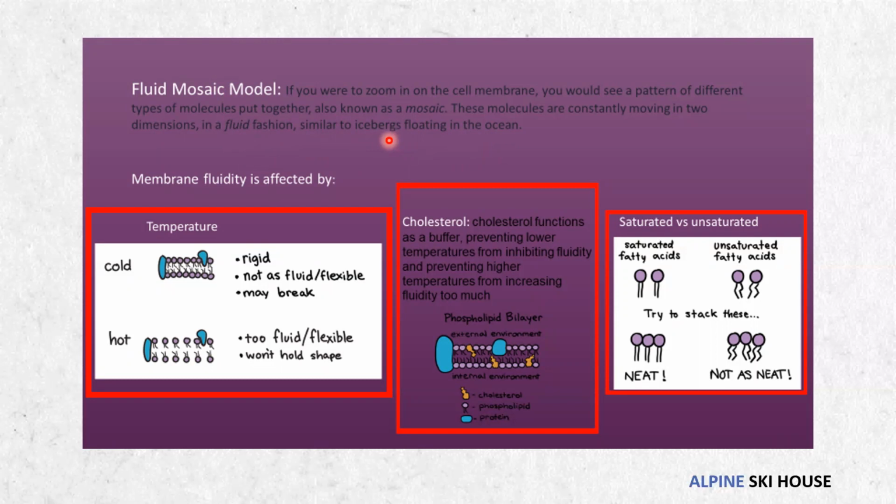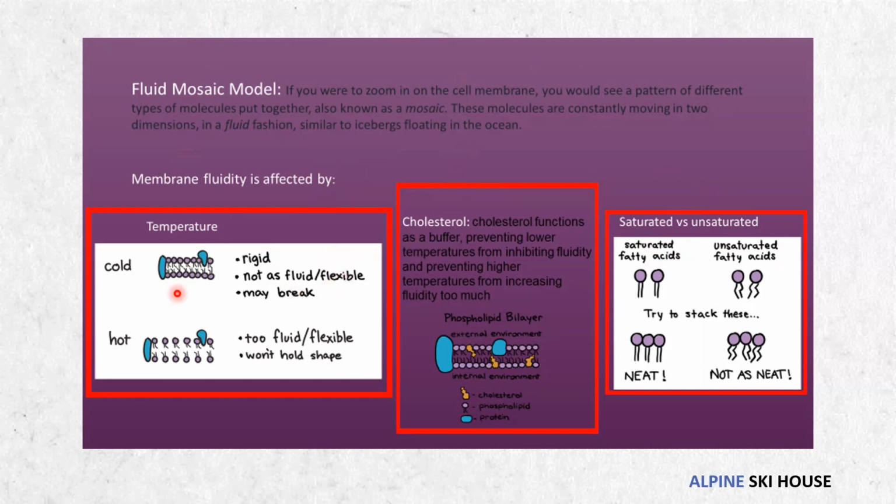Now, once you understand that it is fluid, then you also need to understand what fluidity is affected by. And there are essentially just three things. Fluidity is affected essentially just by three things: temperature, cholesterol, and whether these tails, like I told you, are saturated or unsaturated. Let's do these two first, and then let's do cholesterol.